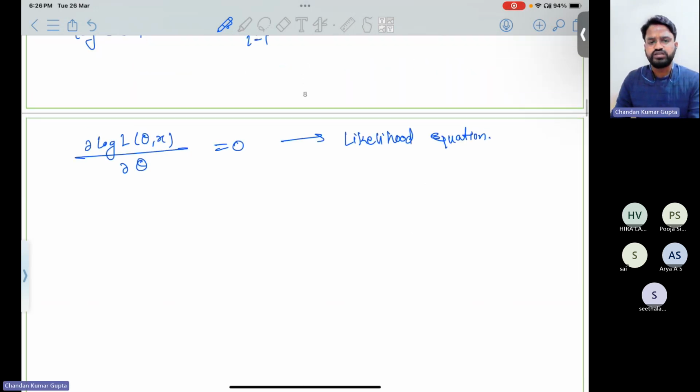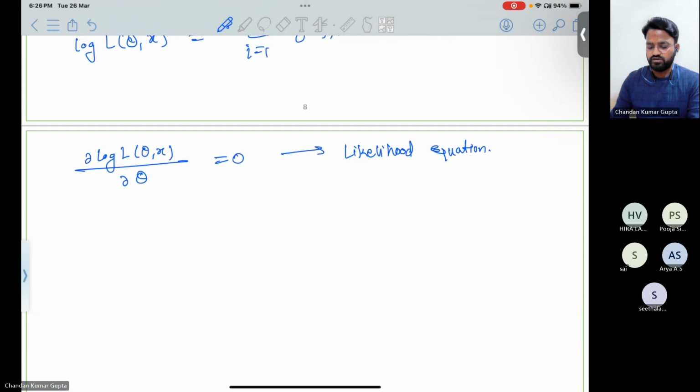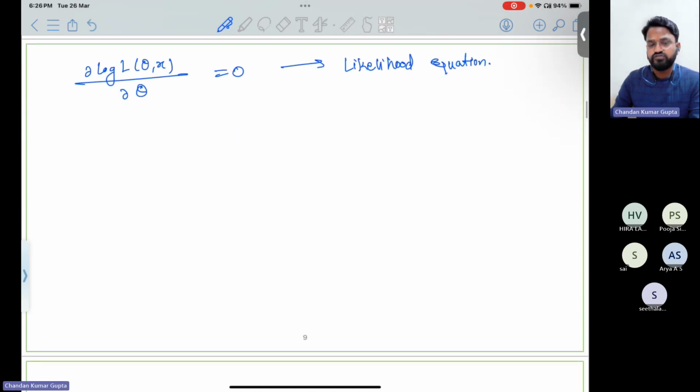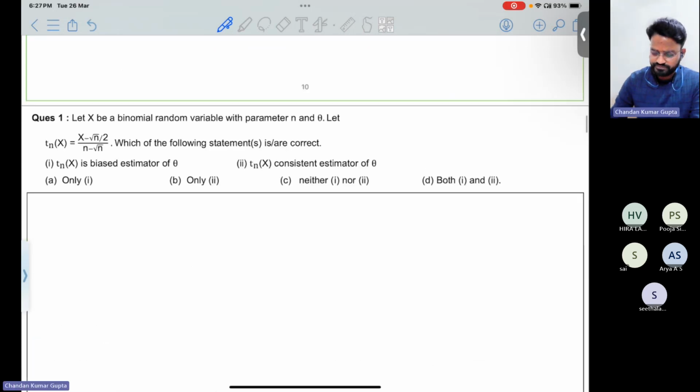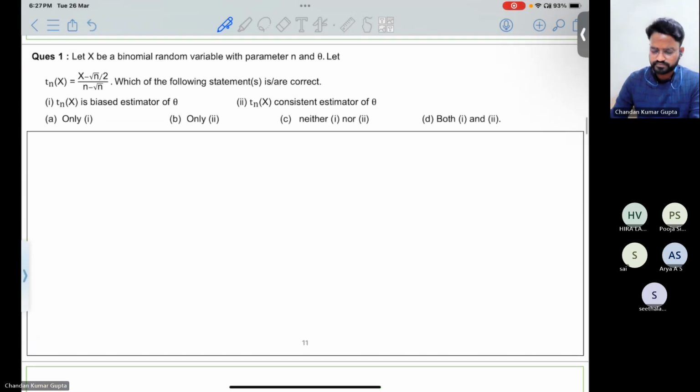I think these are the topics that are covered in 9.3. If anyone has any doubt, please ask. We will solve questions, and then we will definitely understand the working rule of these methods. Now we will start from question 1.